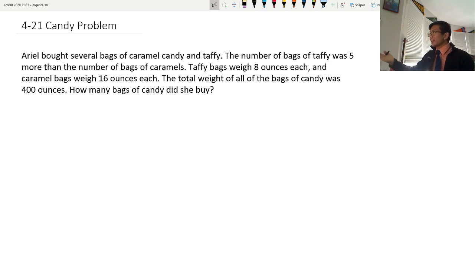So we have Ariel here who bought several bags of candy. She bought caramel and she bought bags of taffy as well. What we do know is that the number of bags of taffy was 5 more than the number of bags of caramels. We also know that each taffy bag weighs 8 ounces and each caramel bag weighs 16 ounces. And the total weight of all the bags of candy was 400 ounces. The question is, how many bags of candy did she buy?